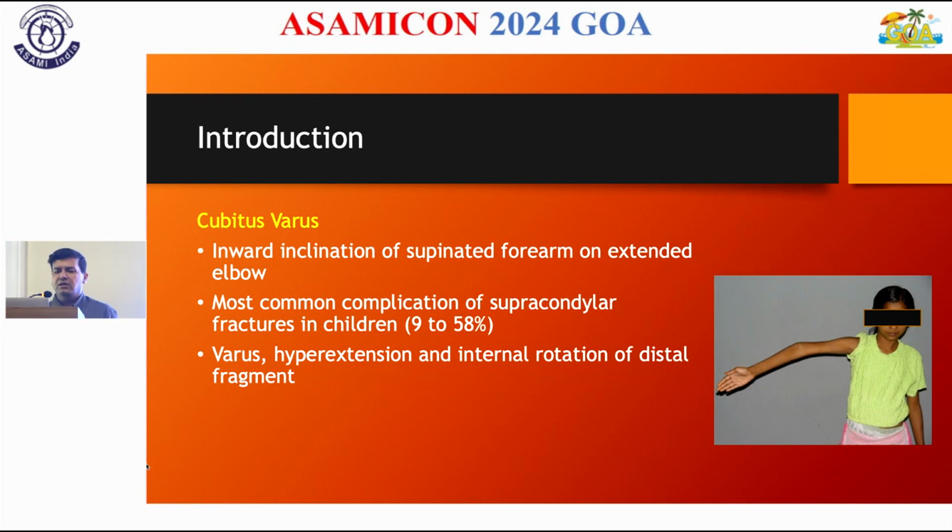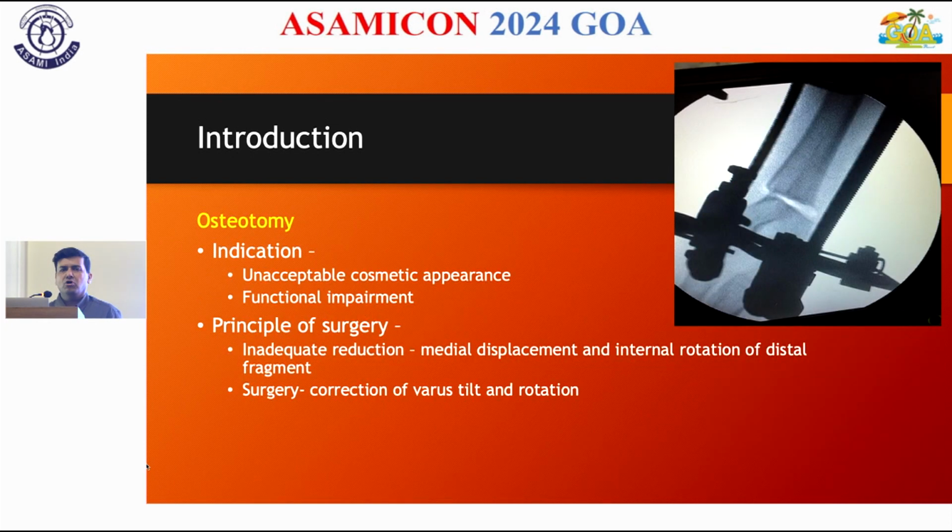Actually, it's an inward inclination of a supinated forearm on an extended elbow, and it's the most common complication of supracondylar fractures in children. There is a varus, hyperextension, and internal rotation of the distal fragment. Usually osteotomy is done in cases when there is unacceptable cosmetic appearance and a functional impairment.